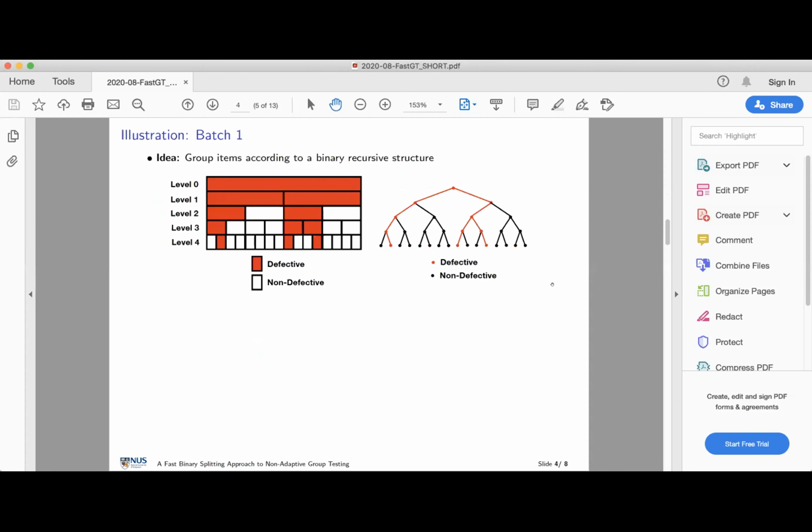I think I'm very short on time, but I'll try to give a very quick overview of the method. We basically grouped the items in a recursive manner.